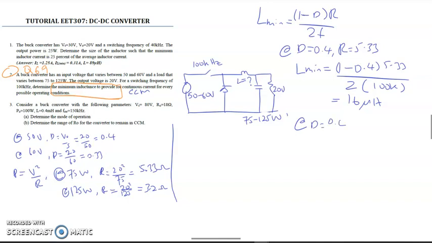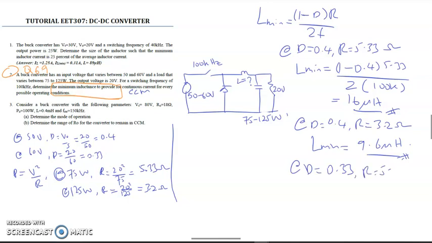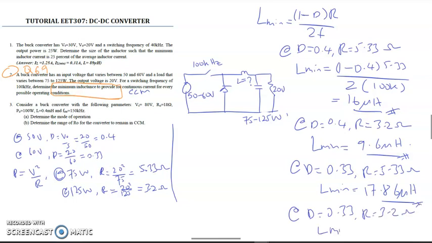Meanwhile, at 0.4 of duty cycle, at another resistor value of 3.2 ohm, the minimum inductor value is 9.6 microhenry. And another scenario of duty cycle 0.33 with 5.33 ohm of resistor, L min we found to be 17.86 microhenry. In another 0.33 duty cycle with R equal to 3.2 ohm, L min calculated to be 10.72 microhenry.